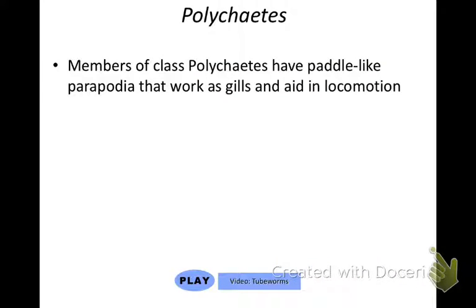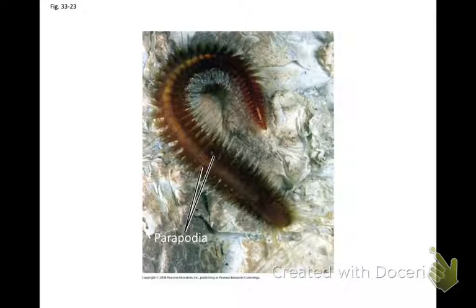The other class in the annelid worms are the polychaetes. The polychaetes are named because they have many chaetae, and between these bundles of chaetae they have special paddle-like protrusions that come out of the body, which are called parapodia, and they operate as both gills and aid in locomotion. So you can see here you've got these tufts of bristles or chaetae, and in between those tufts of chaetae you have the parapodia.